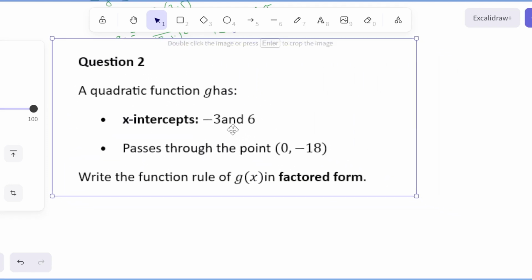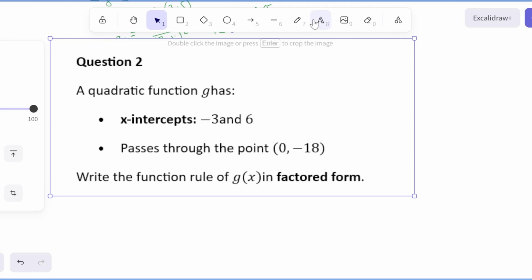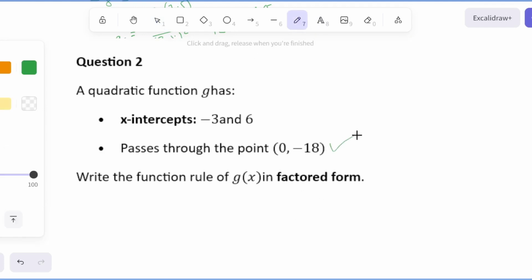So the x-intercepts are -3 and 6 this time, right? And they have given us any one point. In the previous question, they gave us the vertex. Here it's just any one point. So same thing: y equal to a times x minus p times x minus q, where a, p and q, p and q are the x-intercepts of the parabola, and we have to plug in the values.